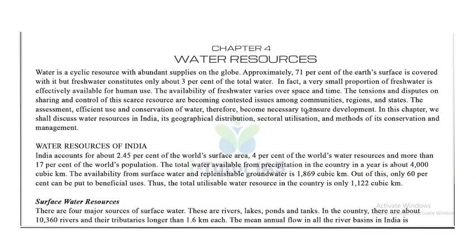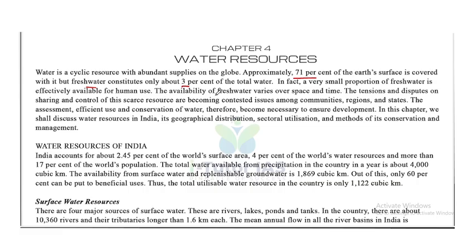Today we are going to discuss Class 12 Geography NCERT India, People and Economy, Chapter 4 Water Resources. So let's start. Water is a cyclic resource with abundant supplies on the globe. Approximately 71% of the Earth's surface is covered with water, but fresh water constitutes only about 3% of the total water. Okay, so 71% of the Earth's surface is covered with water, but only 3% is fresh water. In fact, a very small proportion of fresh water is effectively available for human use.